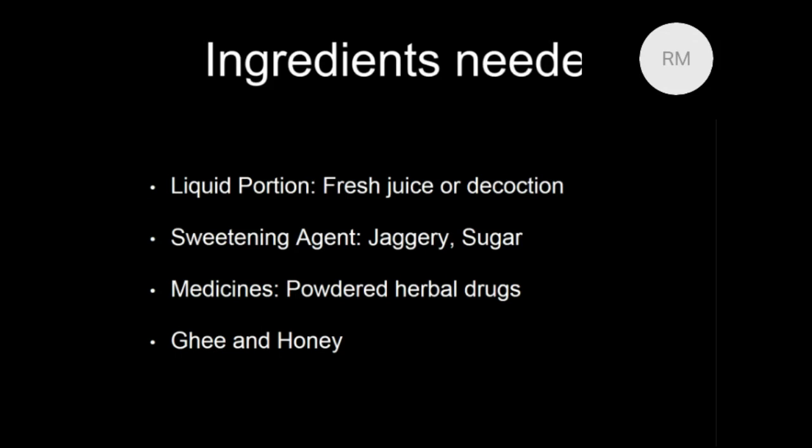Okay. So you have a liquid portion which is a fresh juice or decoction. Then you have a sweetening agent which is the jaggery and the sugar. And then the medicines which are the powdered herbal drugs. And then you add ghee and honey. All these things you mix together and then you cook them in a particular way and then you get the medicated jam.